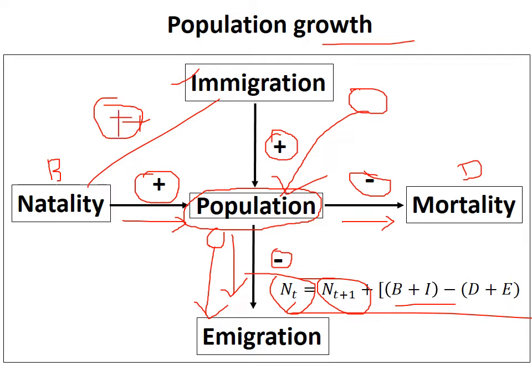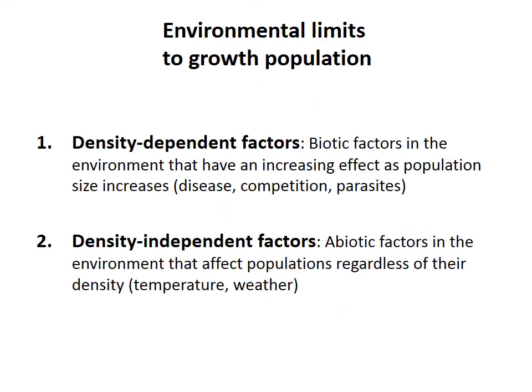And on the minus side, mortality and emigration give negative contributions to the population. So this is the equation of population growth rate. Then, the environmental limits to population growth. There are lots of factors that limit, or give some barrier to, population growth. These are the two factors: one is the density dependent factor, and another is the density independent factor.